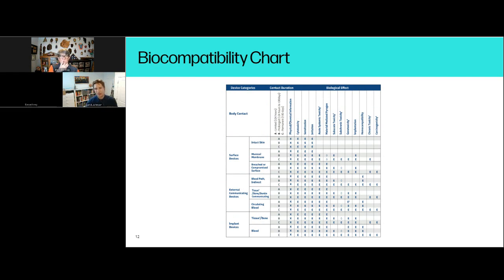Yes, so they have a little introduction on how to go through the chart, but basically, for implant devices that are orthopedic, you're going to look at the second from the bottom. It says tissue bone for implant devices. And then they're going to be permanent, which is C, I believe, yes. You're going to need to basically take into consideration and evaluate every single one of those biological effects. You can go as deep or as shallow in this as you want.